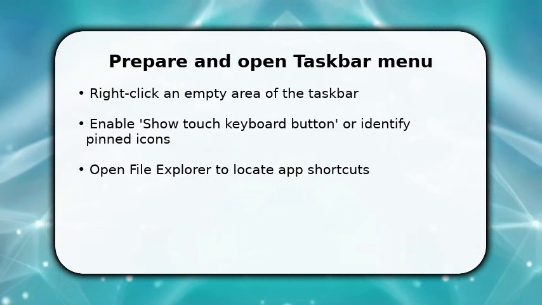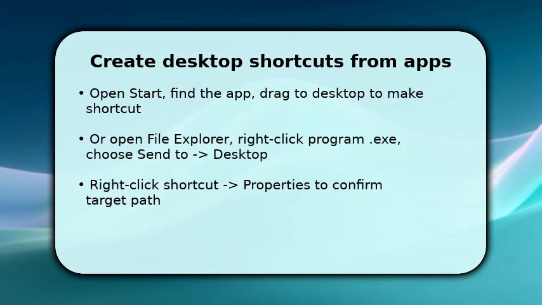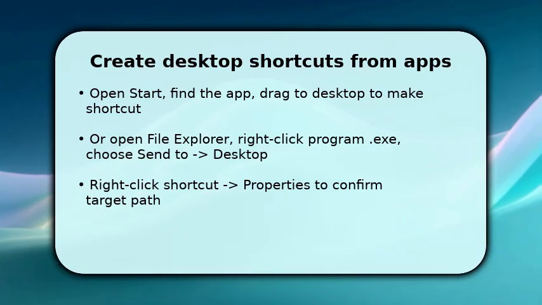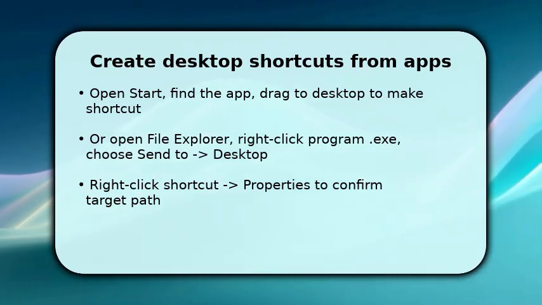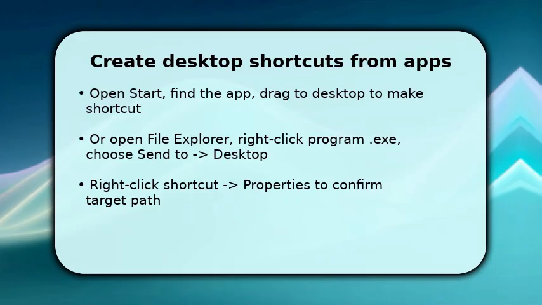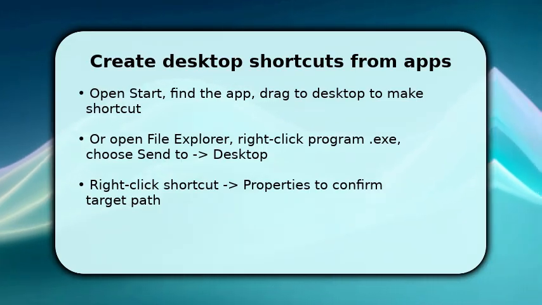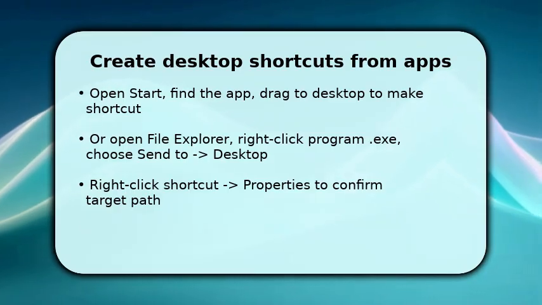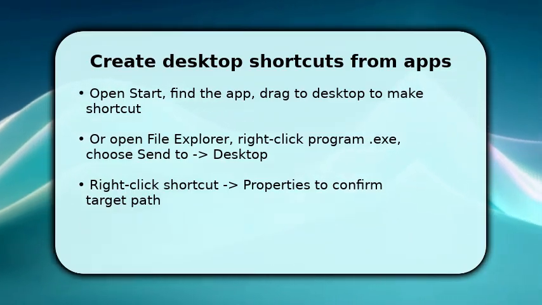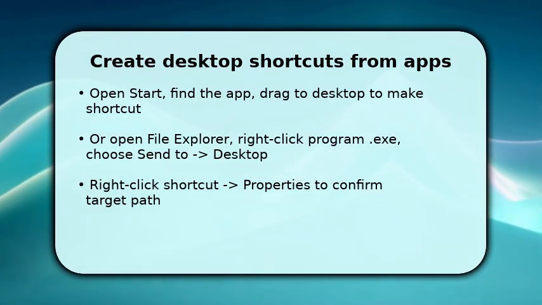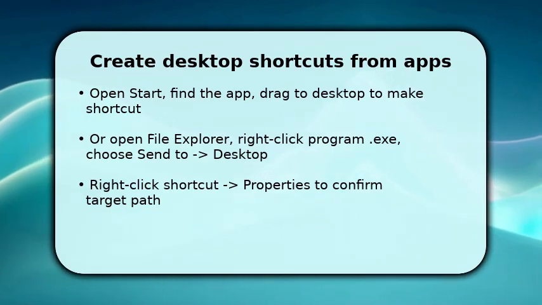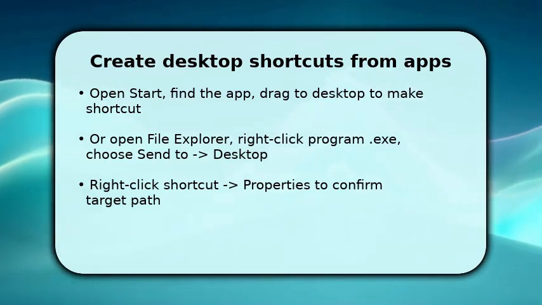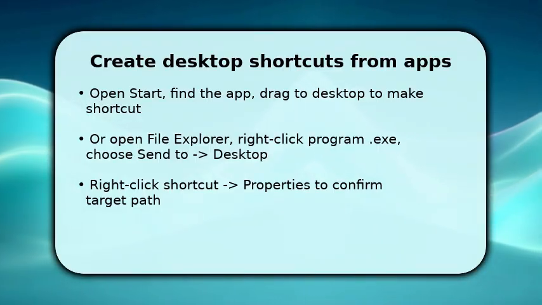Now you create the desktop icon: open Start, find the app, and drag it to the desktop to generate a shortcut, or locate the program.exe in File Explorer and use Send to Desktop. Once the shortcut appears, right-click and choose Properties to confirm the target path and set a custom icon if desired. Make sure to name it clearly and, if needed, run as administrator from the Compatibility tab. These steps ensure the desktop icon points.